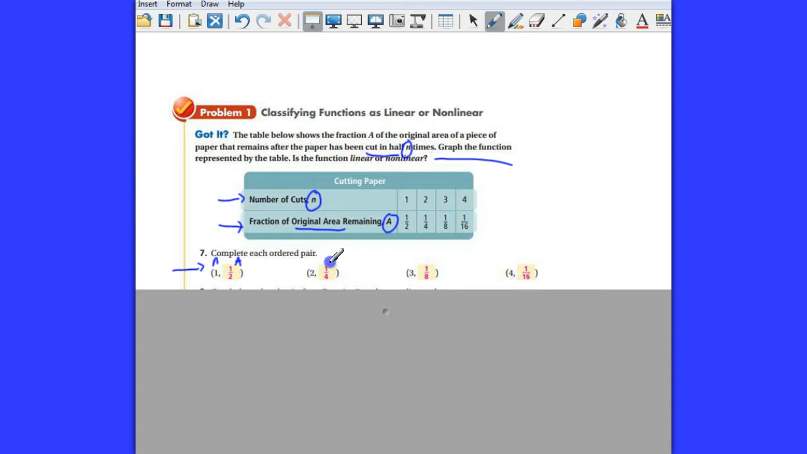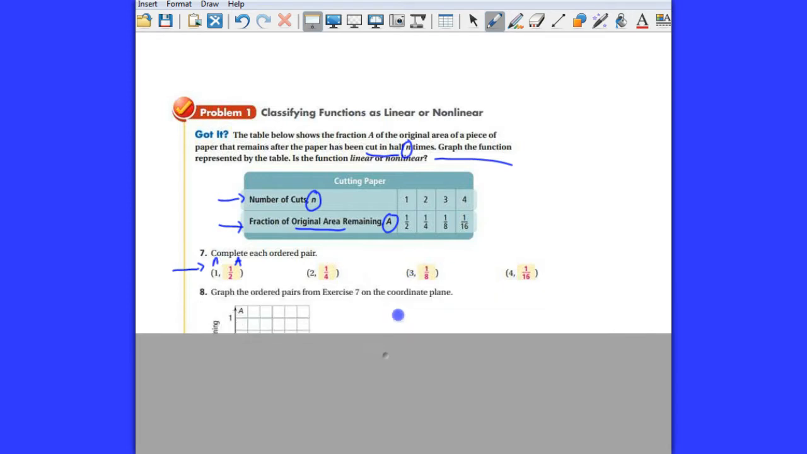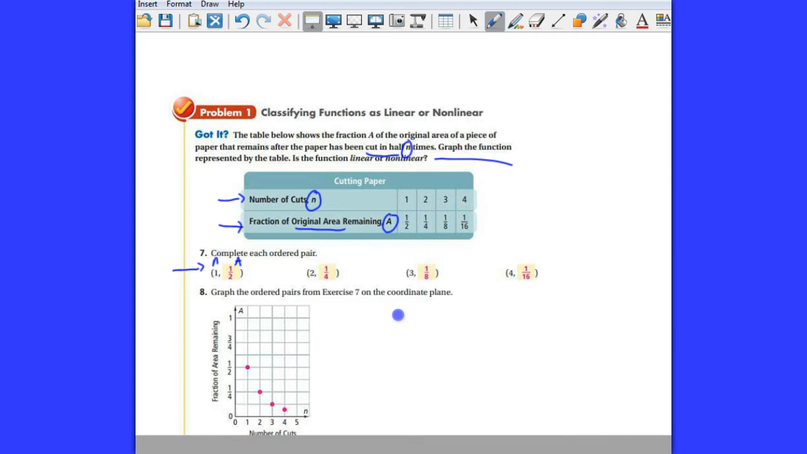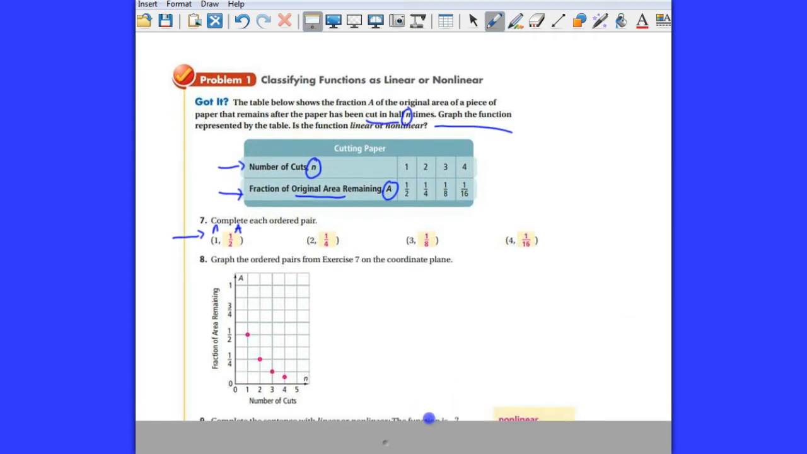2 cuts leaves 1/4 of the original. 3 cuts leaves 1/8 of the original, and on we go. So then it asks you to plot the points. And notice that the graph on your paper is cut up like this. Clever what they did with the scale here.